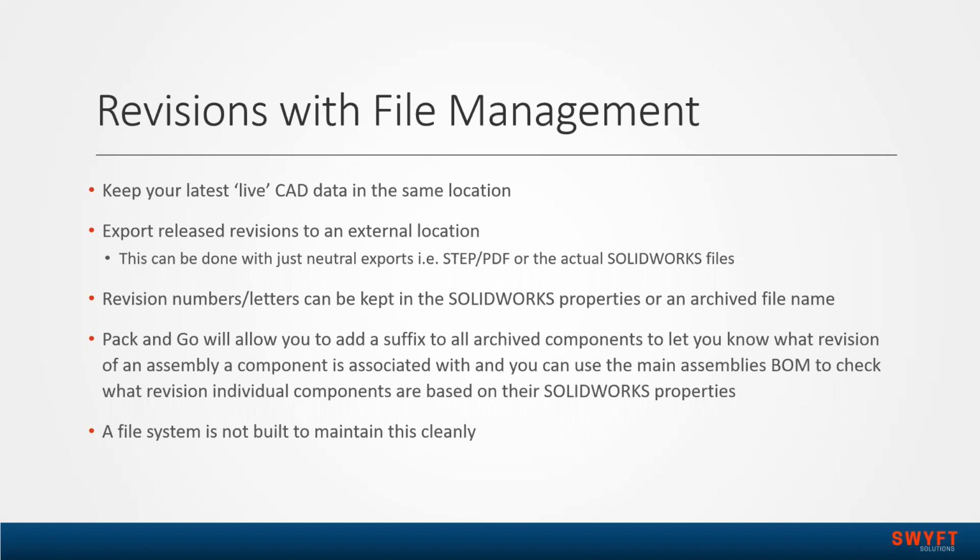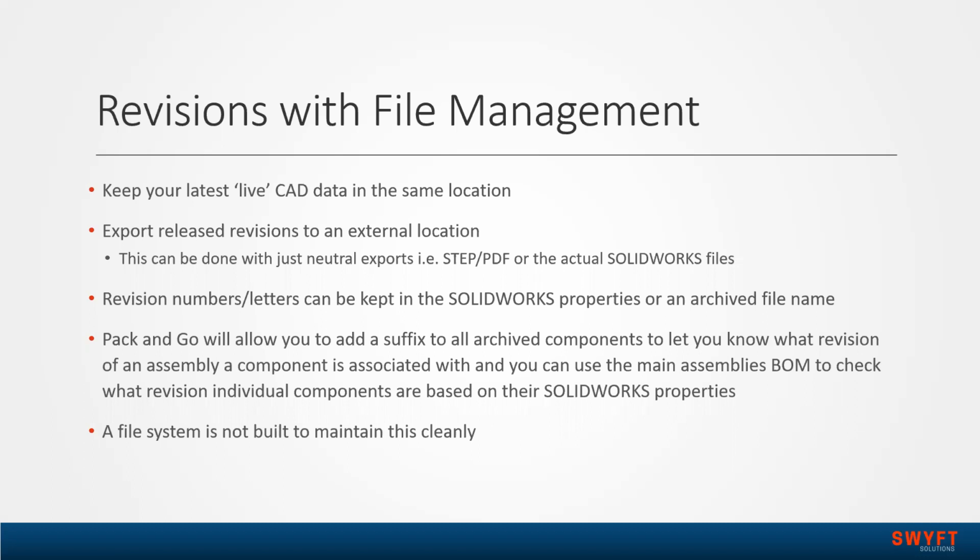In terms of making sure that's documented, once something is released, you can export it to an archive location, and then you can add those suffixes to that archive export. You can just do STEPs and PDFs if you want to have some type of record, or you could do the entire Pack and Go of the SolidWorks assembly to make sure you have all of that. Like I mentioned, you can keep the revision in the file properties, or you can put it in the file name, but I would recommend only doing that in your archived copy that you're saving off. And that gets hard to do with Pack and Go.